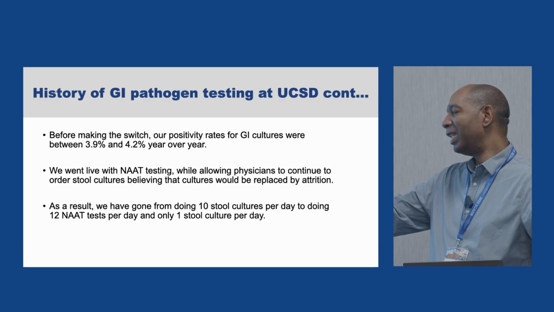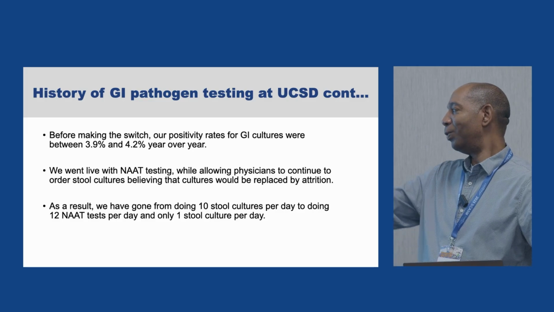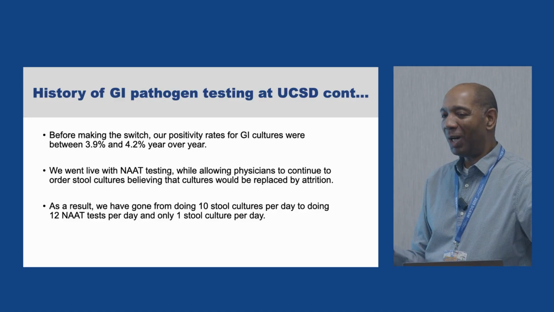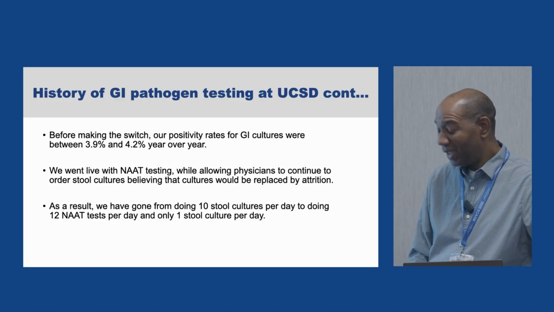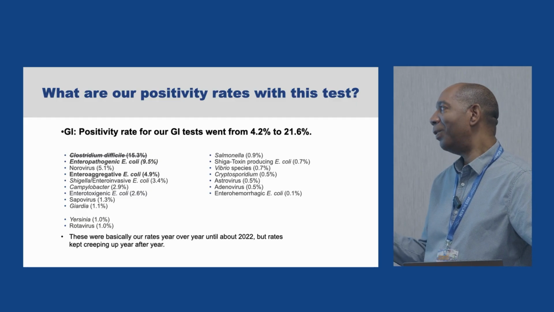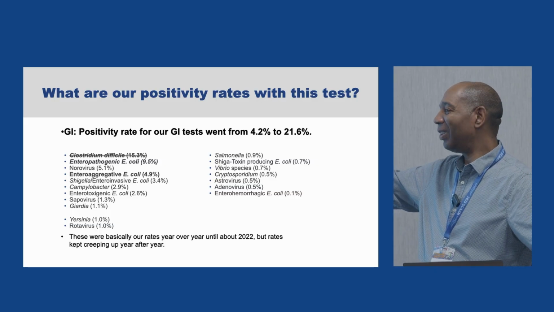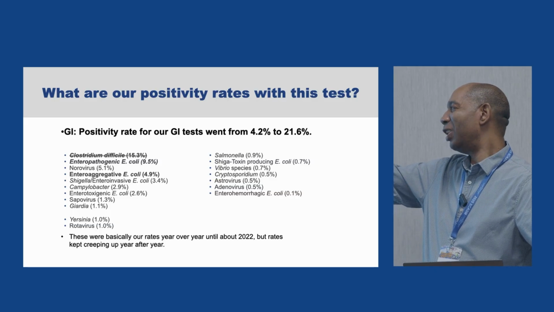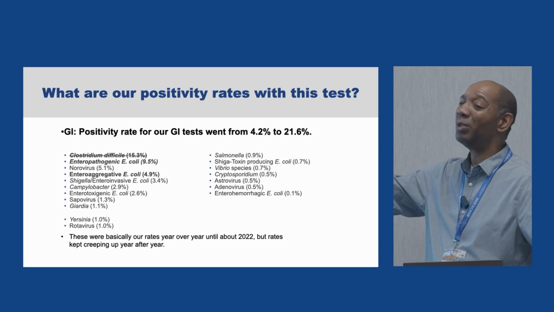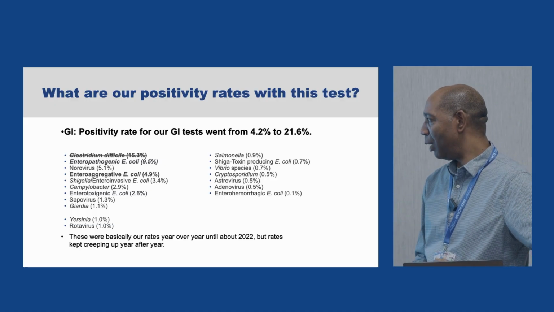Within weeks, we went from doing 10 stool cultures a day to doing 12 of these PCR tests or nucleic acid amplification tests, down to about 1 stool culture a day. And it was really, really fast at our institution. We went from a positivity rate of about 4.2% to what was actually about 36%. That includes the C. diff, and we won't really go through the C. diff, but finally we were able to get C. diff off of that assay.